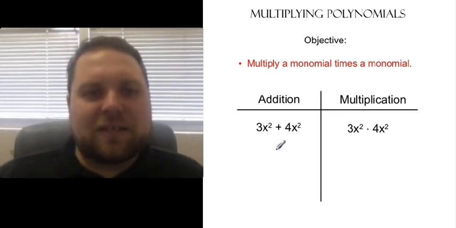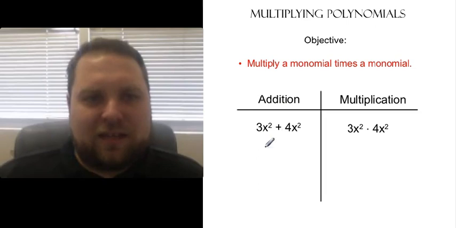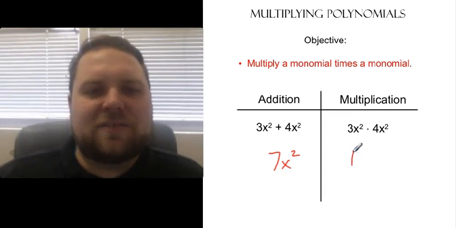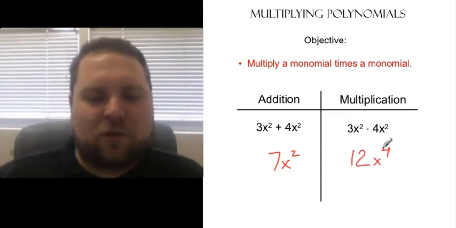So what I'm going to do is I'm going to put in this first section here the addition problem. I'm going to just write down the answer to this. So 3x squared plus 4x squared is 7x squared. And I'm going to write down the answer to this, 3x squared times 4x squared. Notice that's the same problem, except I'm multiplying instead of adding. And the answer there is going to be 12x to the fourth.